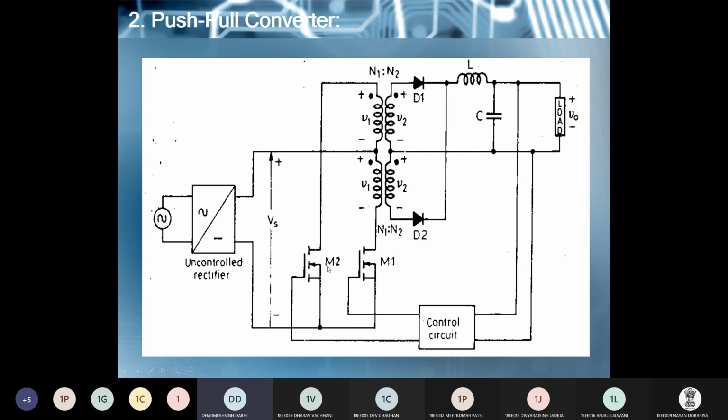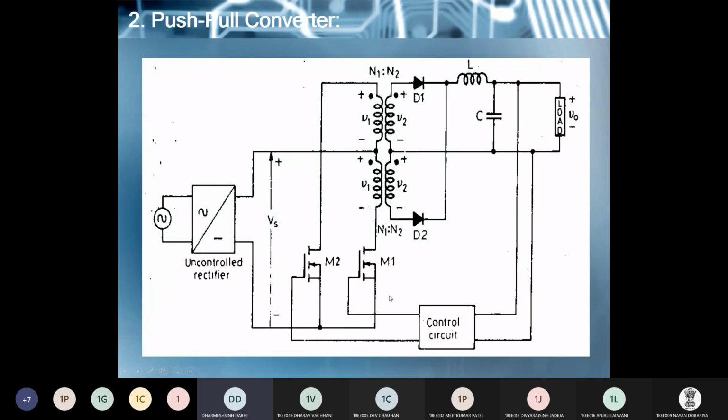And depending upon the frequency at which M1 and M2 are operated, the size of the LC filter is decided. As the frequency of this inverter is high, meaning the switching frequency of the switch is high, the size of the filter LC reduces. The overall size of the SMPS gets reduced.